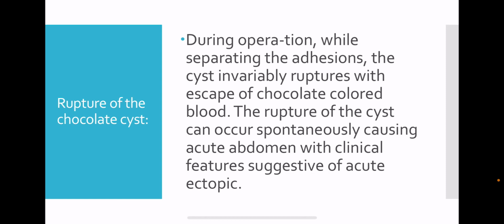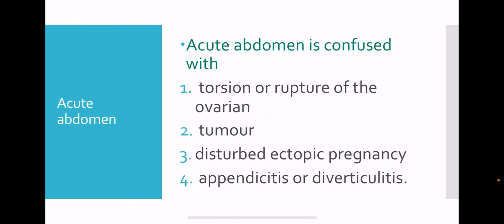The rupture of the cyst can occur spontaneously, that is by itself, causing acute abdomen with clinical features suggestive of acute ectopic. So, the clinical features of acute ectopic will be presented, which can be confused with endometriosis. Acute abdomen is confused with torsion or rupture of the ovarian tumor, disturbed ectopic pregnancy, appendicitis or diverticulitis.